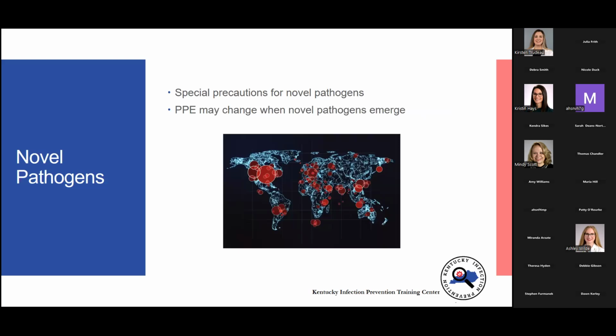And then we have novel pathogens. Just know that with novel pathogens during the COVID pandemic, our understanding of the disease changed. We saw that the way we utilize PPE changed as we learned more about the disease. So just know that novel pathogens may emerge, and what PPE you use for that pathogen might evolve as you learn more about it. Specifically with Ebola, there's a high level of PPE use because the risk of transmission is so high.